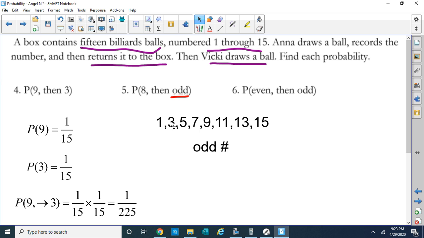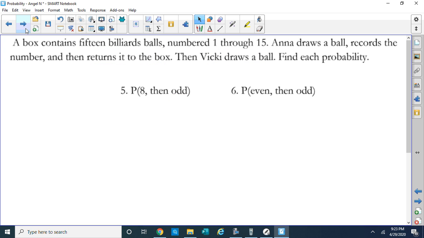So if I get any one of those, I win. So that would be the odd billiard balls out of 15. And there's my one little 8 that I need also. If I get the probability of that, and multiply it by the probability of getting all these odd numbers, I will get my answer. So Angel, I'm going to leave that to you, and I'll leave that on this page for you to figure out. And then even and odd.